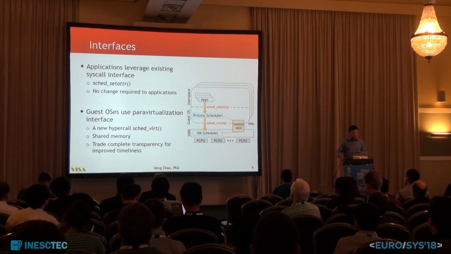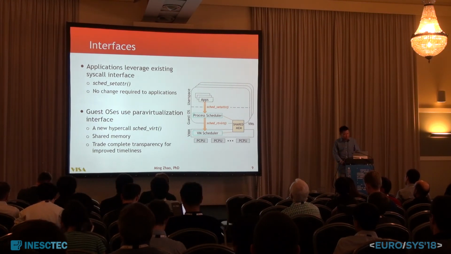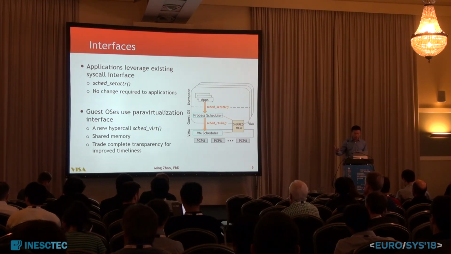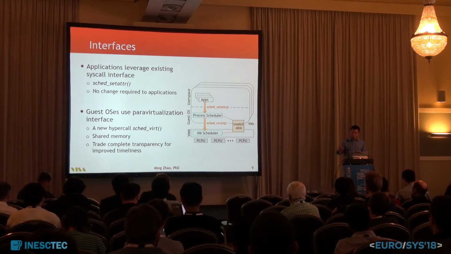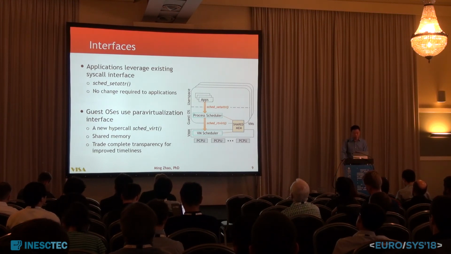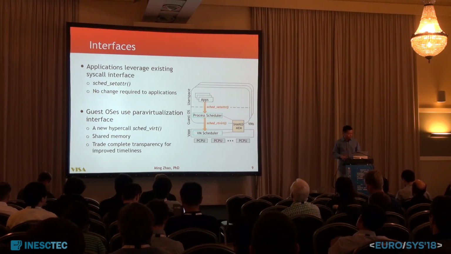At the application level in the guest, we actually use existing system call interfaces. For example, on Linux, there's a system call called set attribute. That is a system call that an application can use to register itself and its real-time requirements with the operating system process scheduler. So we reuse that so that we do not require any change on the applications. We believe that's very important. So our solution can support unmodified applications.